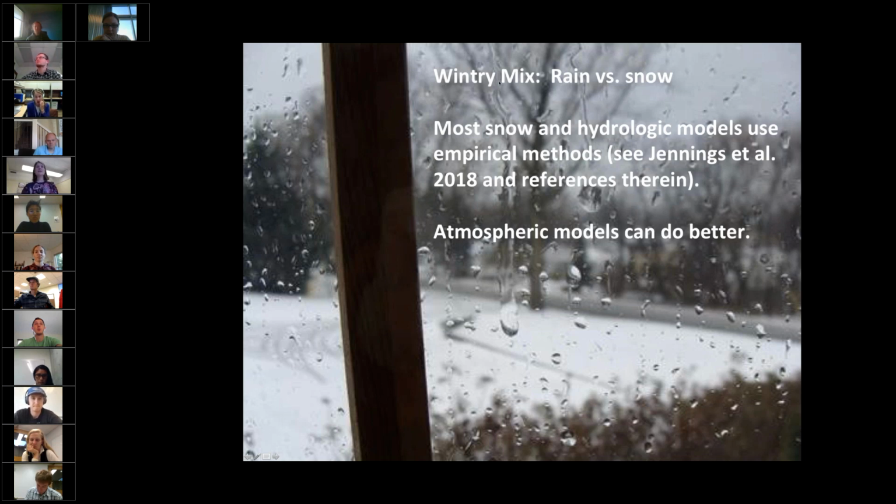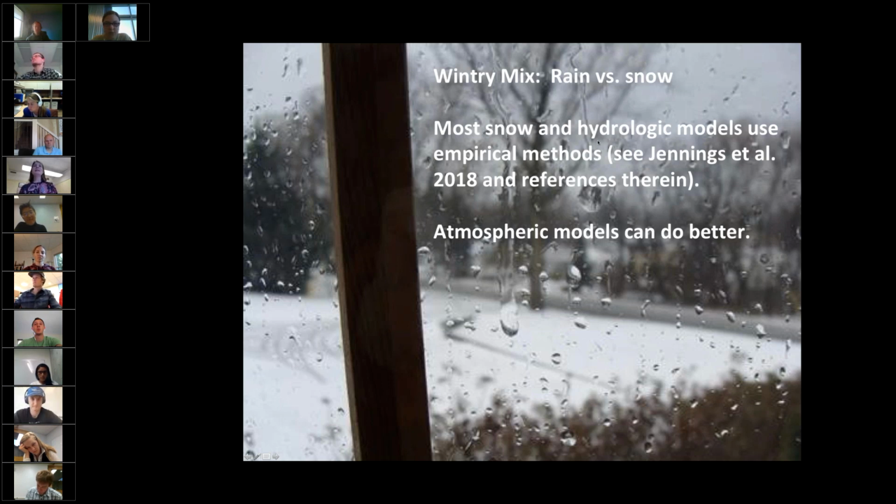The other thing I want to mention is cases that occur all the time in my backyard, and are likely to occur more frequently in other people's backyards: rain versus snow, or what Seattleites like to call the wintry mix, where you get rain and snow all at once, and then the roads freeze and shut down the whole city. There's a nice paper by Keith Jennings that came out recently that looked at all kinds of different empirical methods people use to figure out rain versus snow.